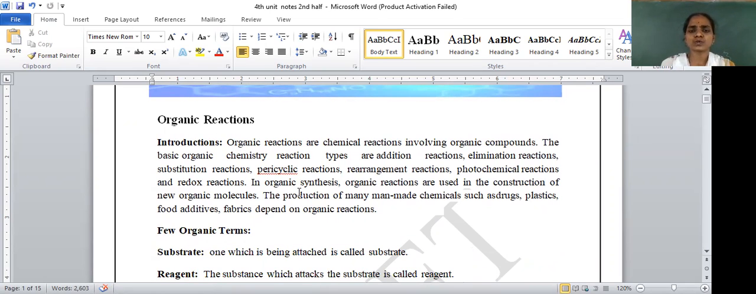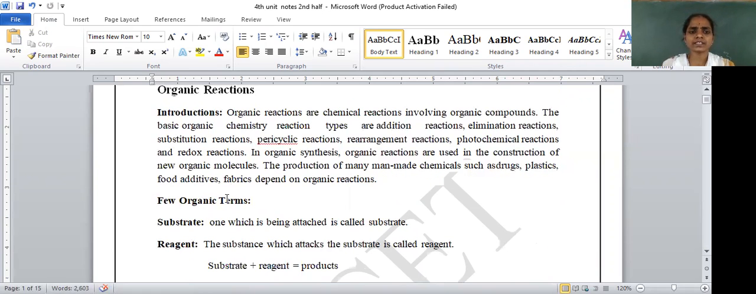As we know, there are different types of chemical reactions involving types like substitution, pericyclic reactions, where the reaction mainly occurs in the presence of light, and rearrangement reactions, photochemical reactions, redox reactions. So these are some of the oxidation reactions, some of the types of organic reactions.